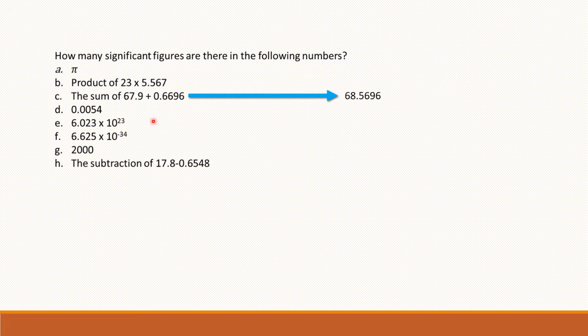The next one, the sum of 67.9 plus 0.6696. We will get 68.5696. So the significant figures are 1, 2, 3, 4, 5, 6. There are 6 significant figures. If we look at the rounding of the number, we are rounding off at the third digit. The number 9 is greater than 5, so the preceding number should be increased by 1. So the result is 68.57.